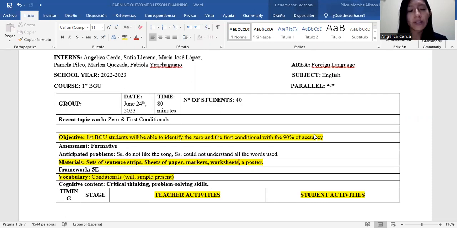And the third component is the background knowledge, which is the vocabulary. And here we have the conditionals, the use of will, and the simple present.